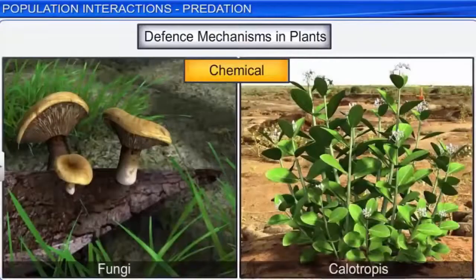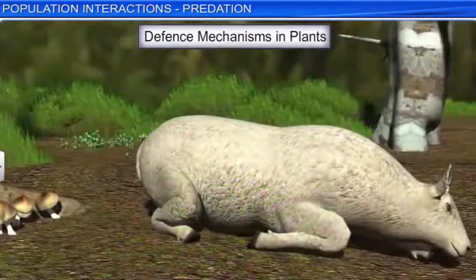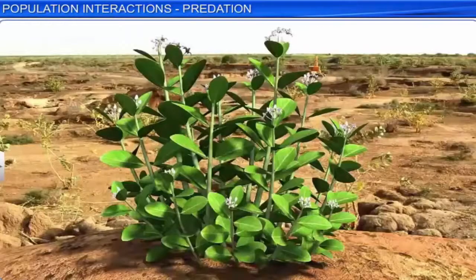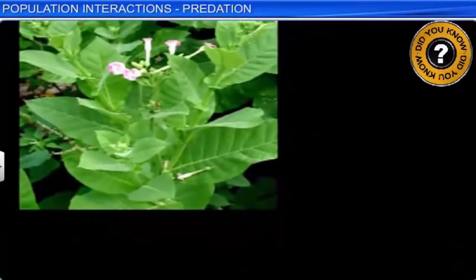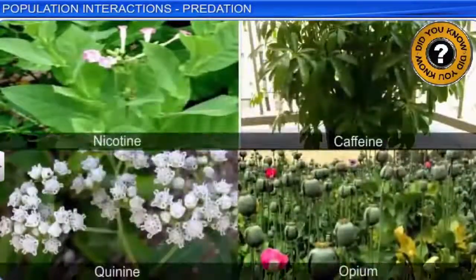Also, a few plants like Calotropis and some fungi have chemical defense mechanisms which include the production of harmful and distasteful chemicals. These chemicals make the herbivore sick, inhibiting its digestion, impacting its reproduction, and sometimes may even kill the predator. In fact, the Calotropis plant produces a highly poisonous cardiac glycoside, which is why animals don't consume this plant. Did you know that a wide variety of chemicals such as nicotine, caffeine, quinine, and opium extracted for commercial purposes are actually produced by plants as defenses against grazers?